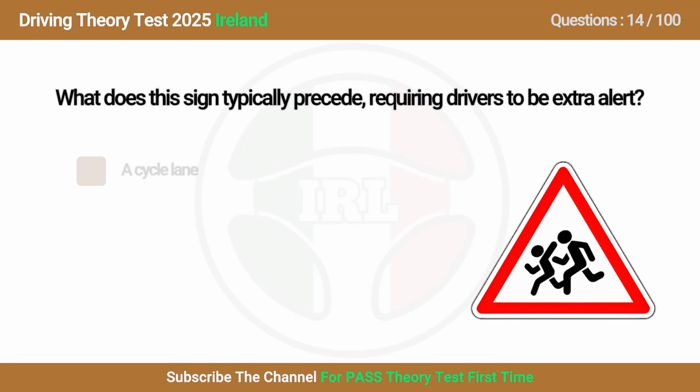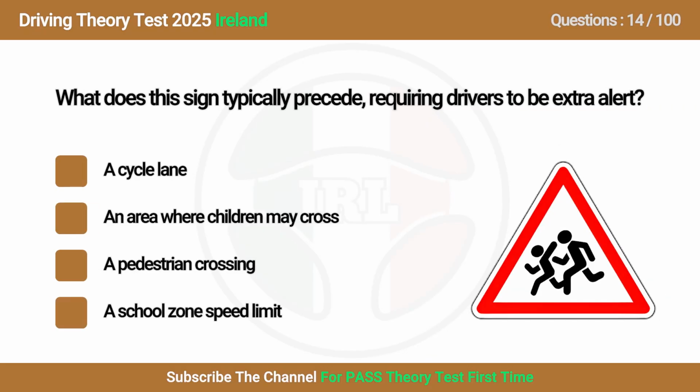Question 14. What does this sign typically precede, requiring drivers to be extra alert? A. A cycle lane. B. An area where children may cross. C. A pedestrian crossing. D. A school zone speed limit.